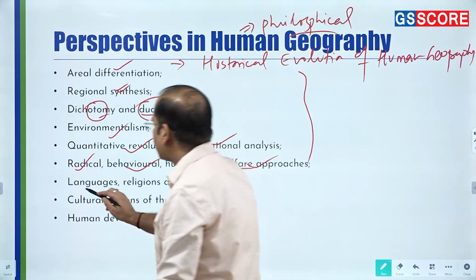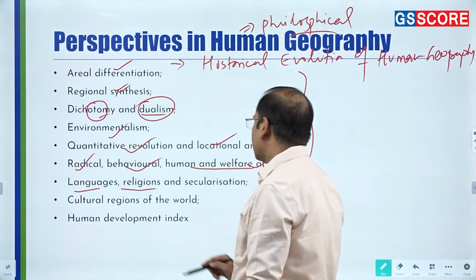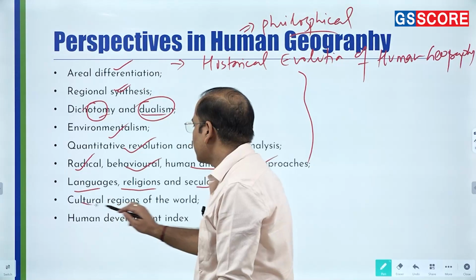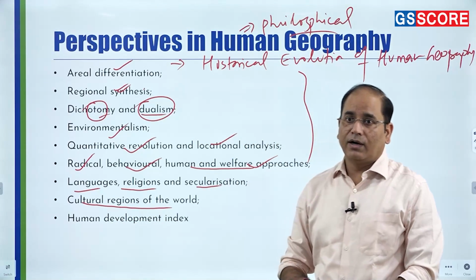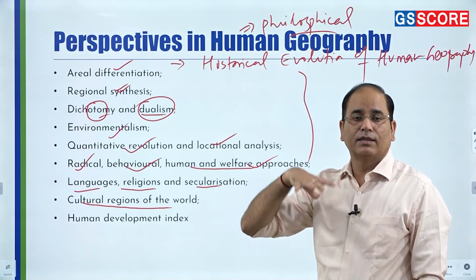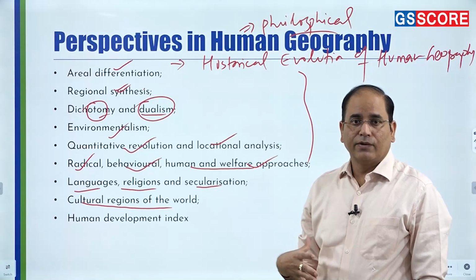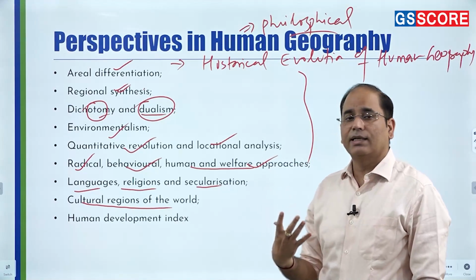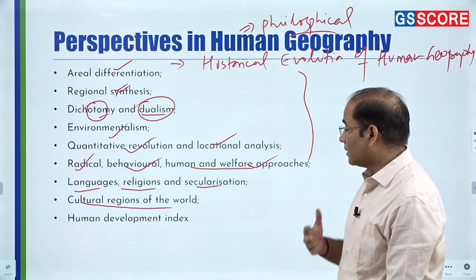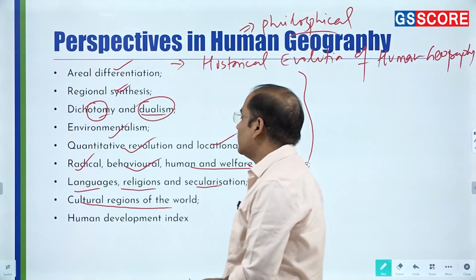So you are also supposed to study language, the different religions, and secularization. Then you are also supposed to study the cultural regions of the world, how regions are based on culture. What is the Muslim culture? What is the Indian culture? So different cultural regions that have developed over the period of time on the surface, those cultural regions, cultural realms, you are supposed to study.